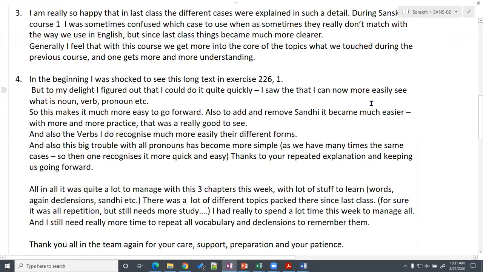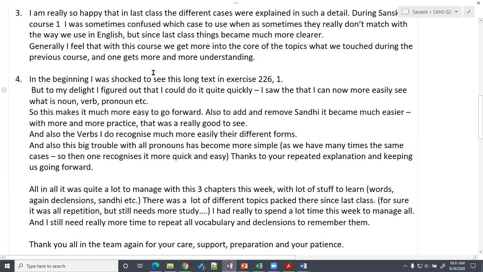I saw that I can now more easily see what is a noun, verb, pronoun, etc. So this makes it much easier to go forward. Also, adding and removing sandhi became much easier with more and more practice, and that was really good to see. Also, I do recognize the words.